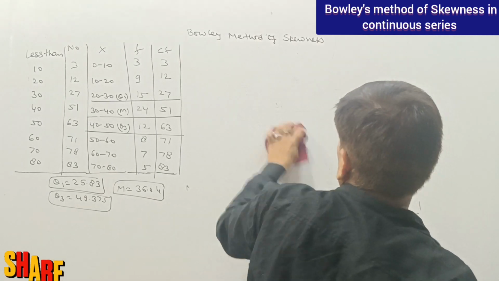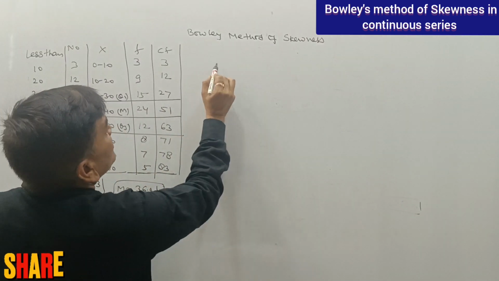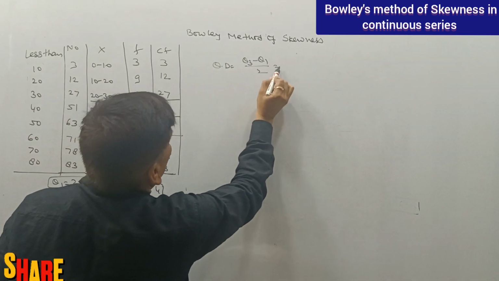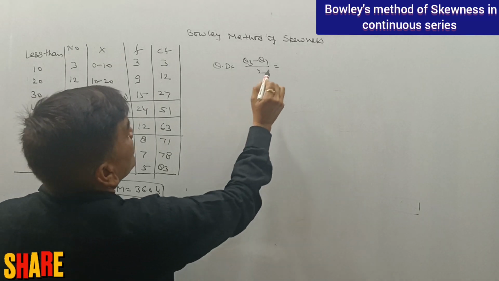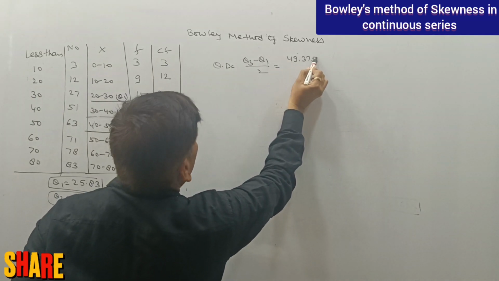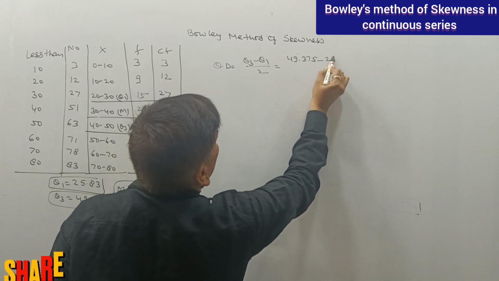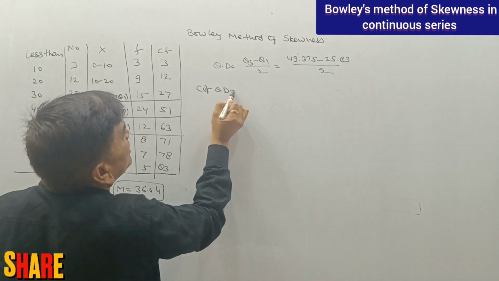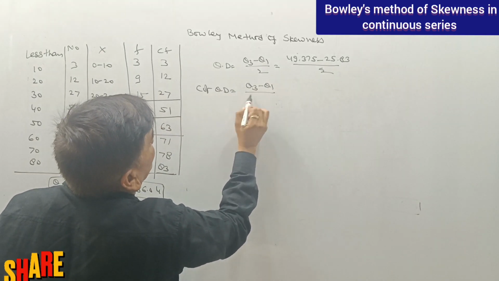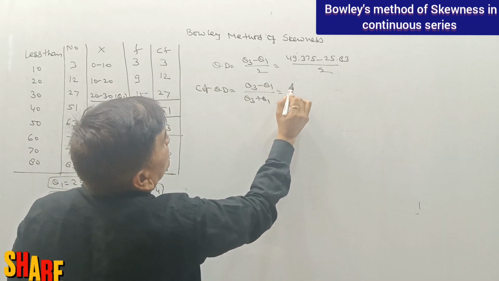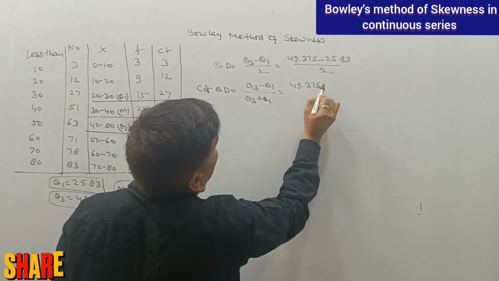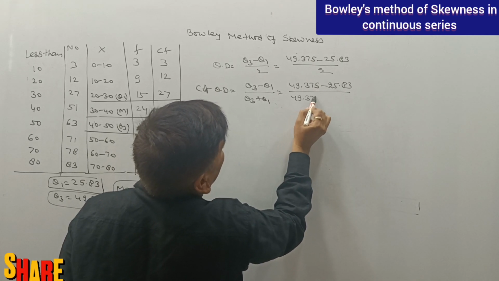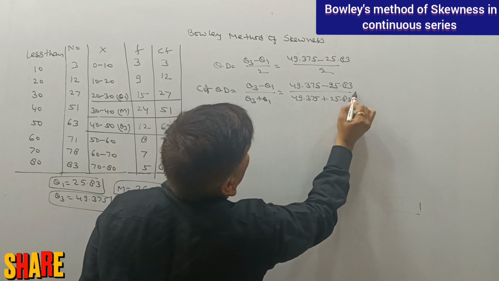If quartile deviation is also asked in this question, the quartile deviation is Q3 minus Q1 divided by 2. So we have 49.375 minus 25.83, divided by 2. And the coefficient of quartile deviation is Q3 minus Q1 upon Q3 plus Q1. So 49.375 minus 25.83, divided by 49.375 plus 25.83. The calculation is to be done.